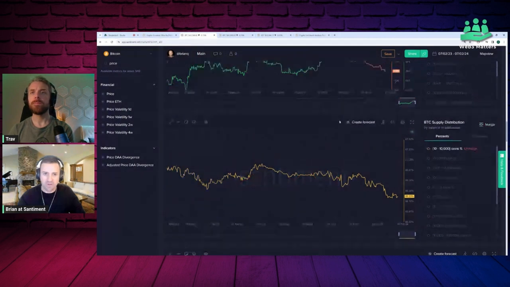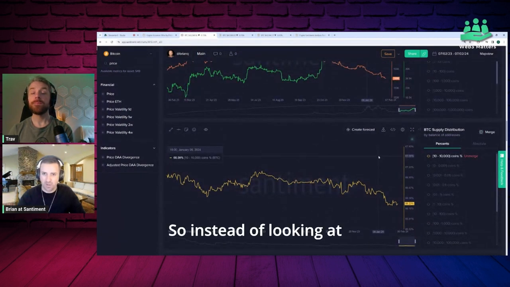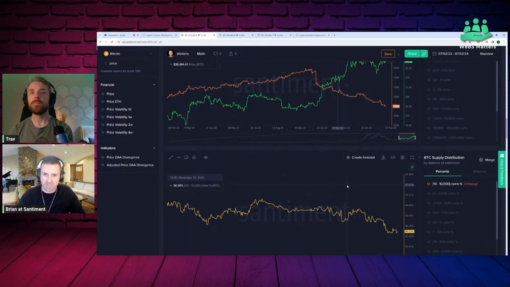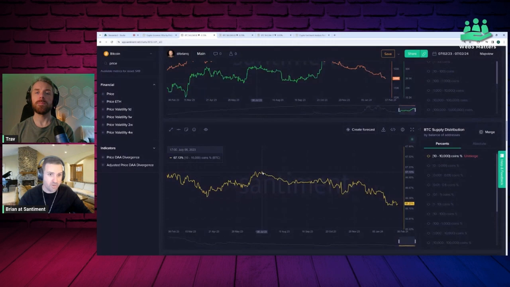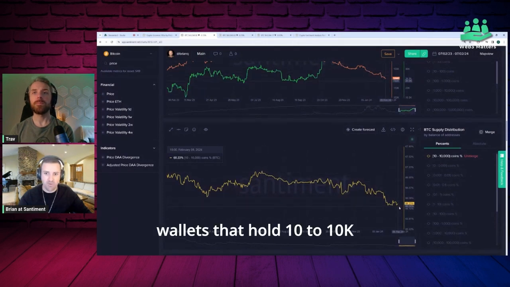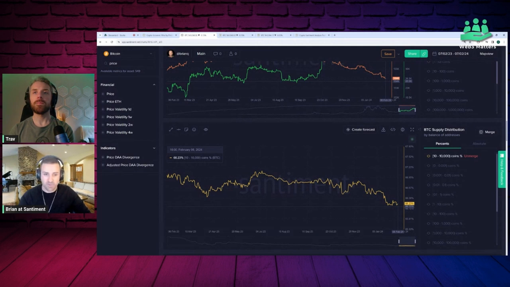Very interesting. Excellent, and you can also, of course, look at the percentage of supply held, which does look a little bit better, but it's still dropping down. So instead of looking at the number of addresses, this is simply looking at the overall ratio of available Bitcoin. So you can see right now, wallets that hold 10 to 10K make up almost exactly 2/3 of the overall supply of Bitcoin. Very interesting.